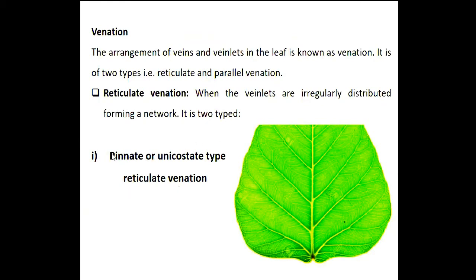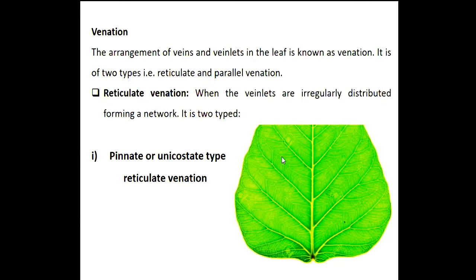We are saying it the first subtype, that is pinnate or unicostate. Costa means midrib, and uni means one. So in this type of venation, we will find a single midrib. This is the single midrib.